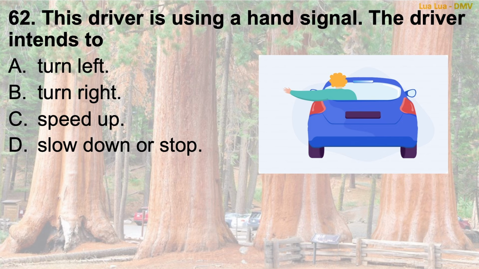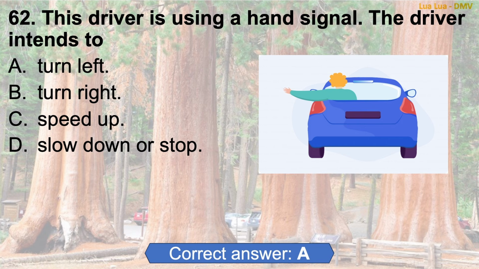Question 62. This driver is using a hand signal. The driver intends to A. Turn left. B. Turn right. C. Speed up. D. Slow down or stop. The correct answer is A. Turn left.